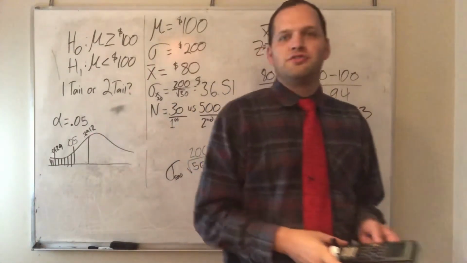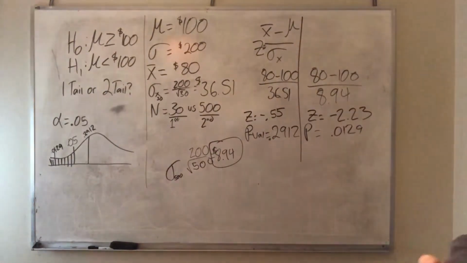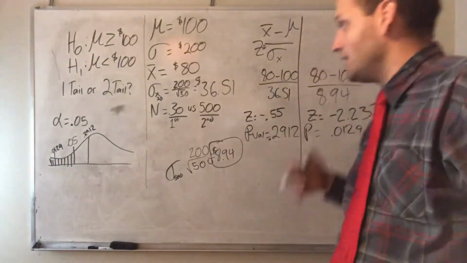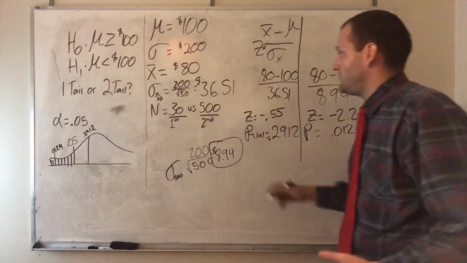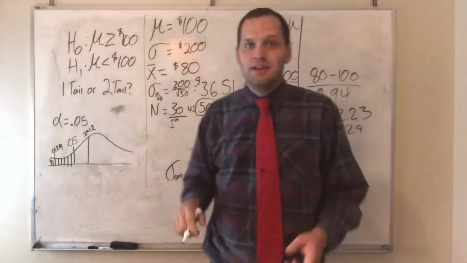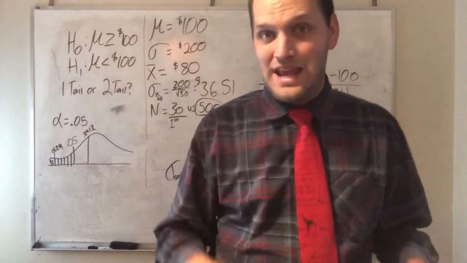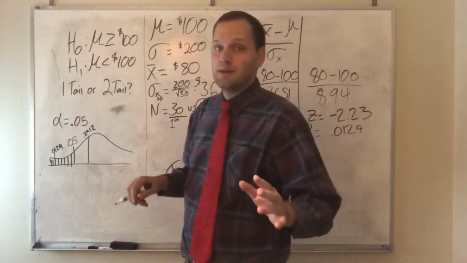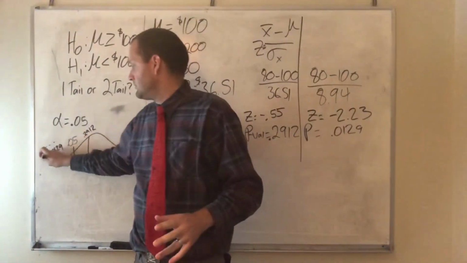By having a larger sample, are we able to prove the school wrong? Yes, we can. We have a lot of data now. We have 500 data points that all suggest that the average is less than $100 per student, okay? With a p-value of 0.0129.